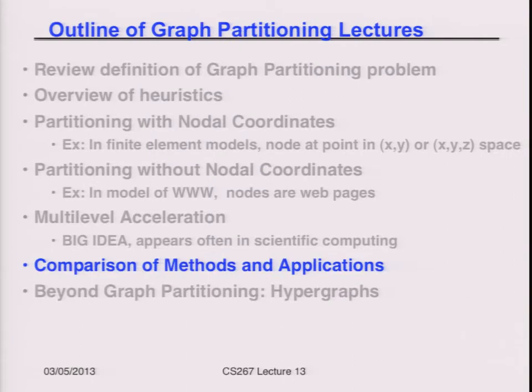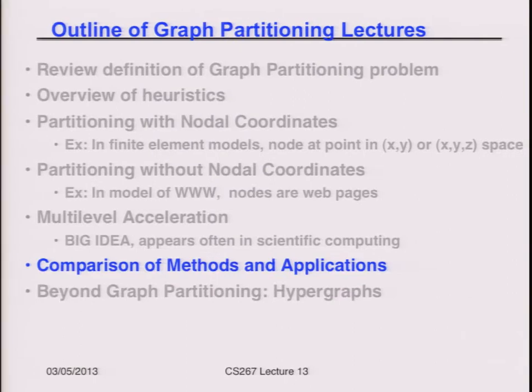Okay. So that is the end of multi-level acceleration. Any questions before I show you some performance data? Yes, and there's a microphone.